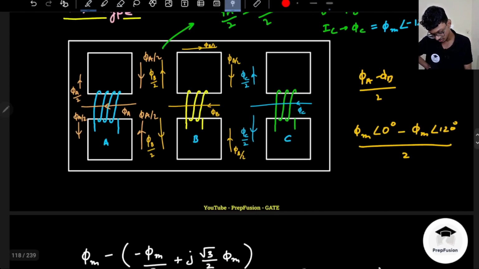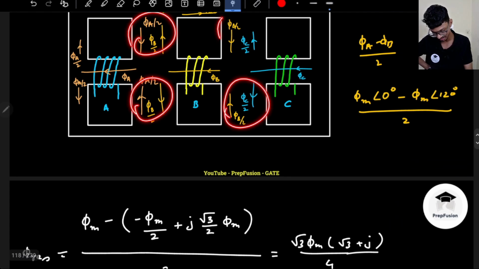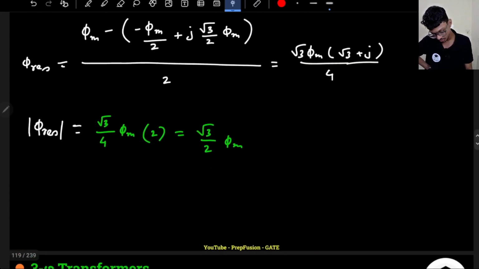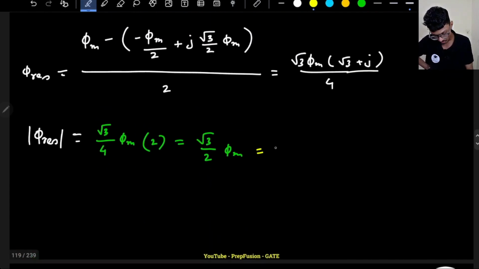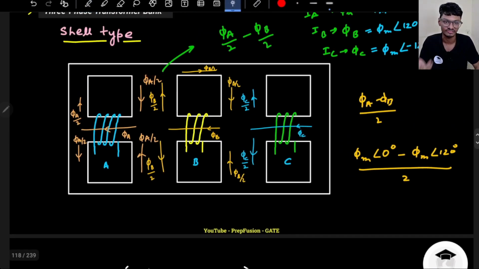So the magnitude is root 3 by 2 phi m in this region, this region, this region, this region, this region. And here what is the magnitude? It is phi m, because it is equal to phi b only, and the magnitude of phi b is phi m only. Here also the same. So here it is 0.866 phi m.